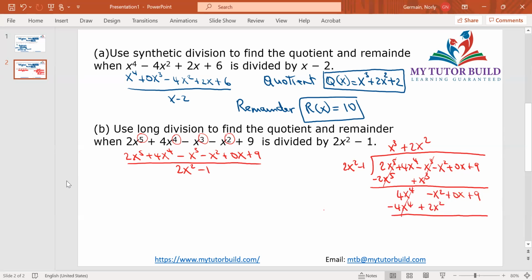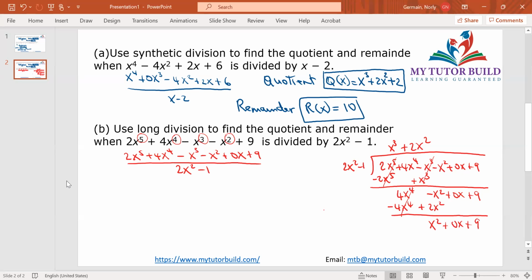Cancel out the first term. Now what we have left is only x squared plus 0x plus 9. Okay, now we want to cancel only x squared. But the problem, look at your divisor. The divisor has 2x squared, but now we're looking for x squared only, not 2x squared.